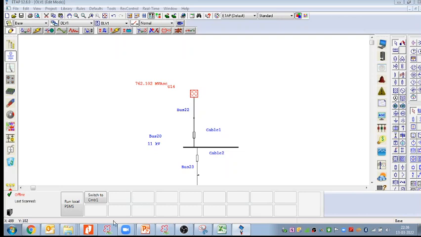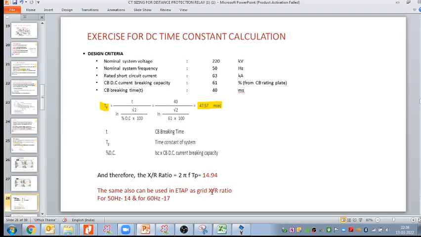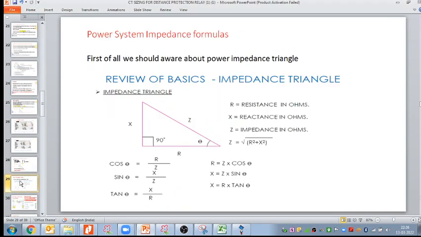Okay, coming back to the discussion. This X by R we already calculated. Now X by R is 14.94. I think with the help of this we can find out the source resistance.